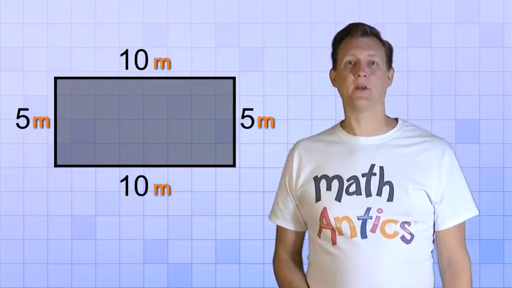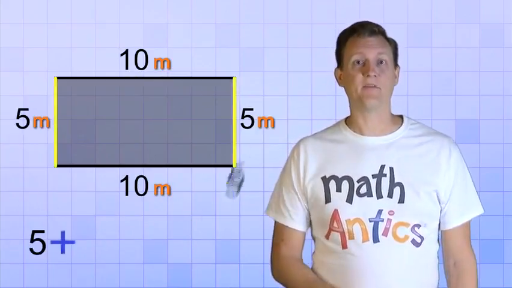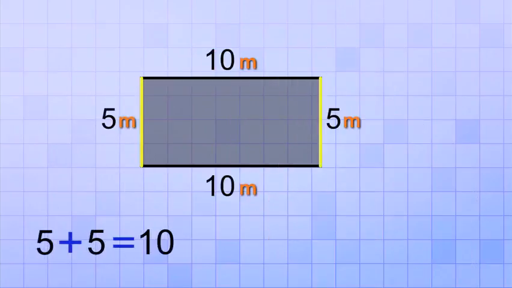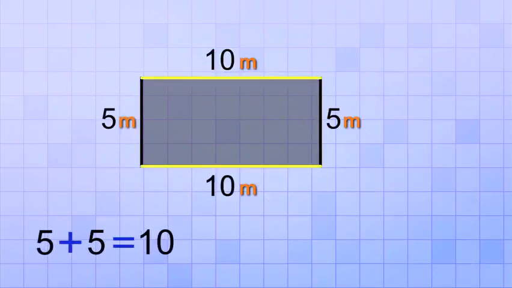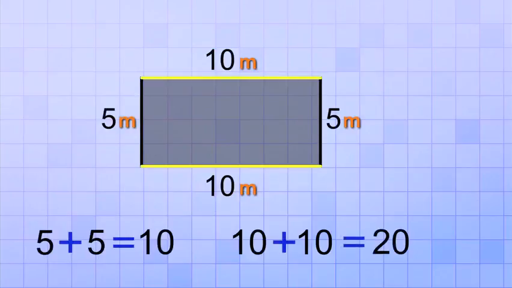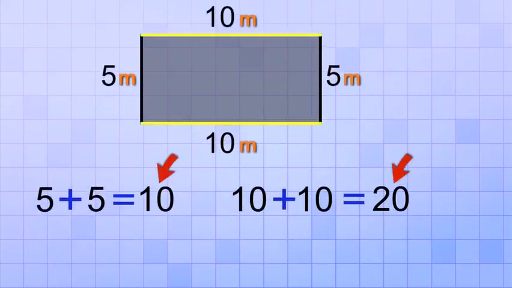And I think I'll add up the 2 short sides first. 5 plus 5 equals 10. Next, I'll add up the 2 longer sides. 10 plus 10 equals 20. And now, if I add up those 2 answers, I'll get the total for all 4 sides.